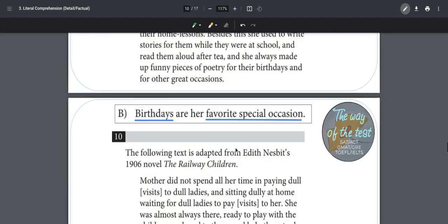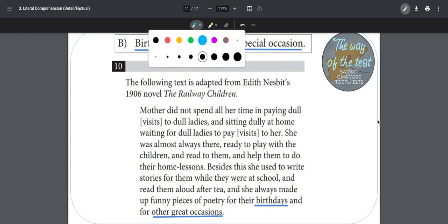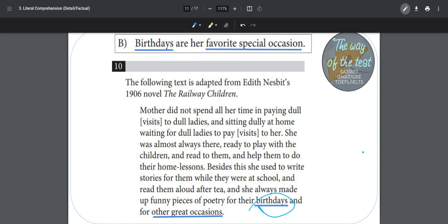We're going to analyze letter B. Birthdays are her favorite special occasion. So we go to the text and we find the birthdays, right? So yes, birthdays, perfect. And other great occasions. So we found birthday, cool. And special occasions, cool. What about favorite? Where do they talk about birthdays being her favorite occasion? Nowhere in the text they talk about birthday being her favorite occasion.